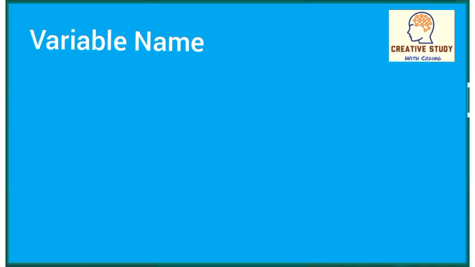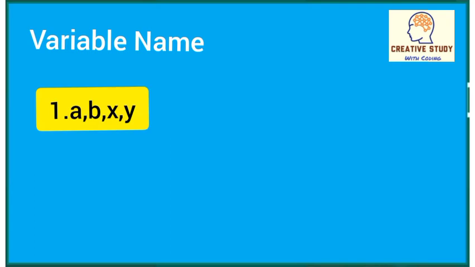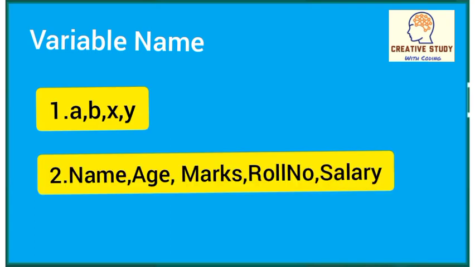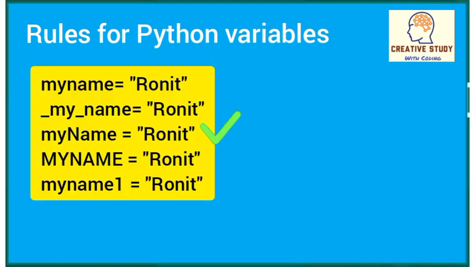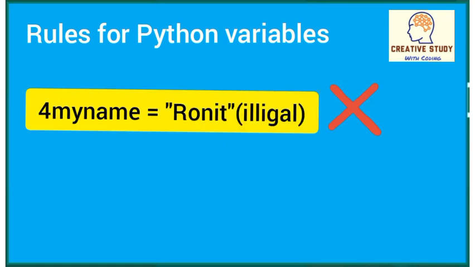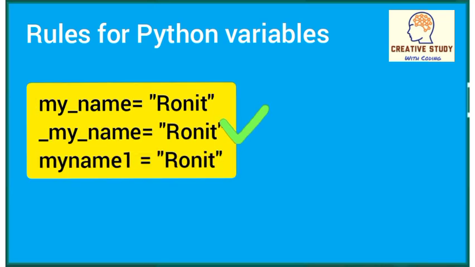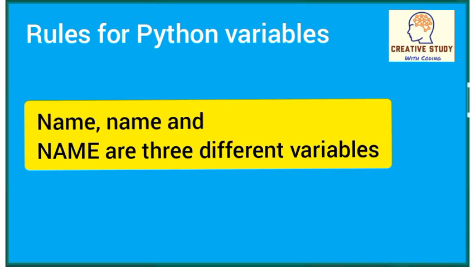Now let's see how a variable name should be. A variable can have a short name like a, b, x, y, etc. And it should be more descriptive like name, age, marks, roll number, salary, etc. Now let's see some rules for Python variables to be followed. A variable name must start with a letter or an underscore character, and a variable name cannot start with a number. A variable name can only have alphanumeric characters and underscore, and variable names are case sensitive.